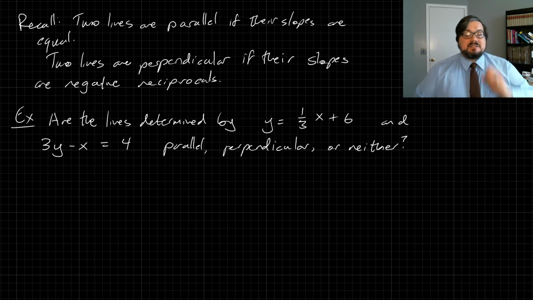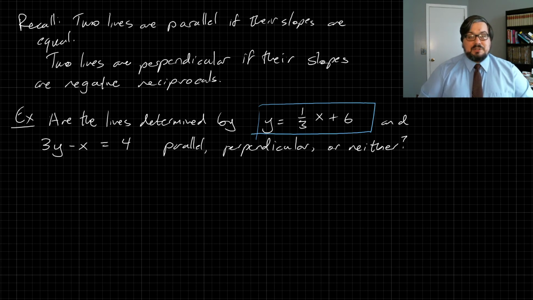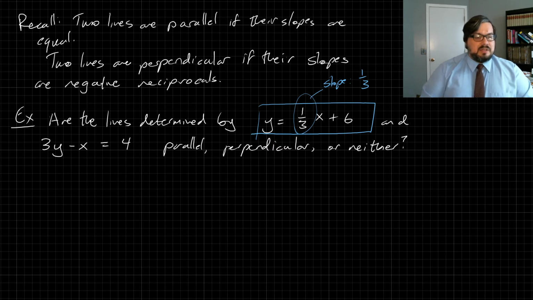Well, the answer to this is going to come from the slopes, and so we want to put both of these equations into slope-intercept form. Now, our first equation here is already in slope-intercept form, and in fact, we can tell that this line's slope is 1/3. So let's work on the other one.